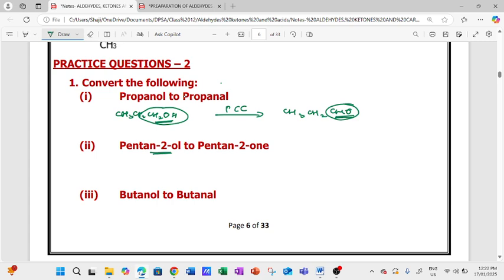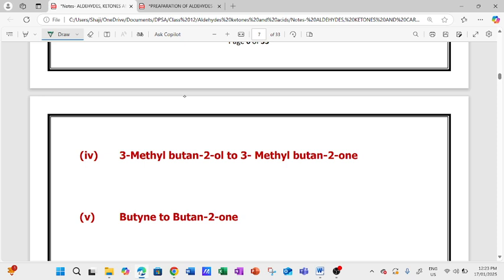2-one means this carbon will change into C double bond O. Left and right, no change. CH3CH2CH2 CO CH3, pentan-2-one. You understand the change. It's secondary alcohol to ketone. Again we use PCC. Similarly here also, butanol to butanone. Same PCC. You just understand which functional group is changing. 3-methylbutan-2-ol to 2-one. Again PCC, secondary alcohol to a ketone.